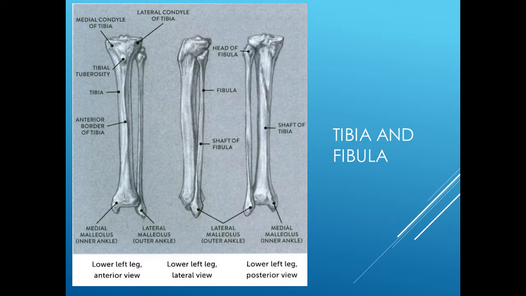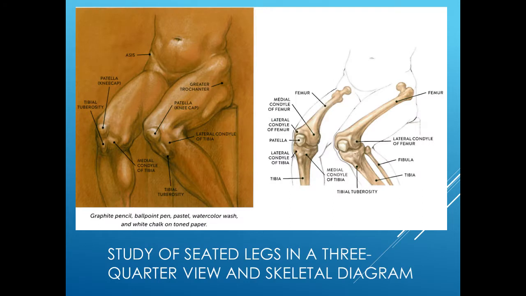Still painful, still needs to heal, and anyway, that was just an example. All right, here's a study of seated legs in a 3/4 view and skeletal diagram. So here we can see the drawing, and then we see the skeleton in here. Here's that ASIS of the pelvis that we saw right there. The greater trochanter kind of sticks out a little bit. We see those flank pads up here.